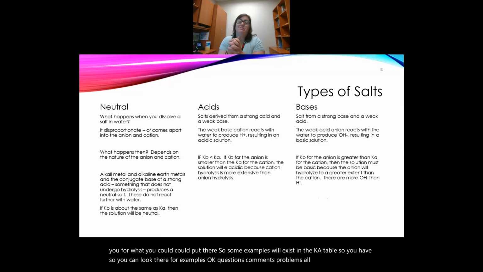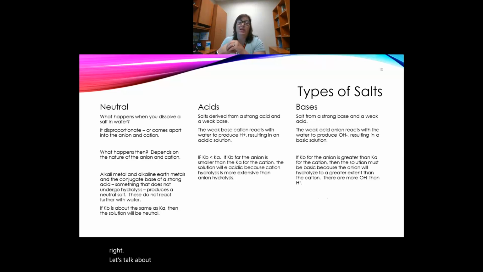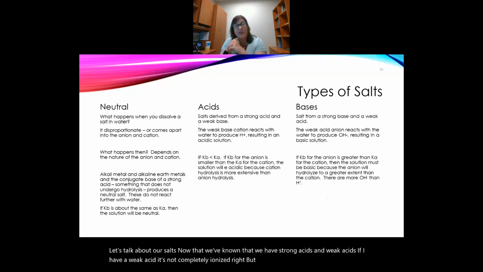Let's talk about our salts. Now that we know that we have strong acids and weak acids, if I have a weak acid, it's not completely ionized, right? But I do have some of that ion there. The problem that I have once I have that ion there is that it can act as a base and pick up a proton from anything that's around. So that's what we're talking about when we talk about these salts.